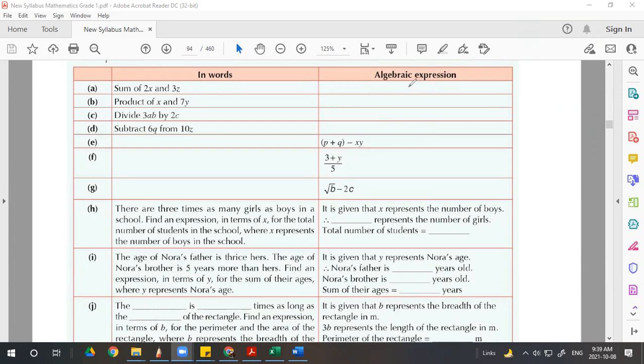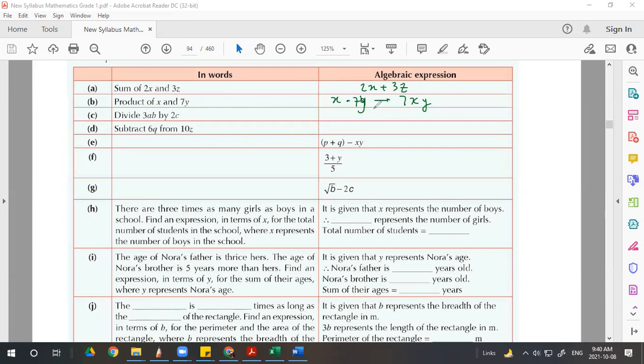Okay? Jangan ada yang nggak kerja. Ini buat latihan aja. So sum of 2x and 3z. So 2x plus 3z. Kan sum. Product of x and 7y. So x times, I put times as a dot aja biar gampang ya, 7y. So it can be written as 7xy. Right? Ingat ya, kalau yang multiply bisa gitu.